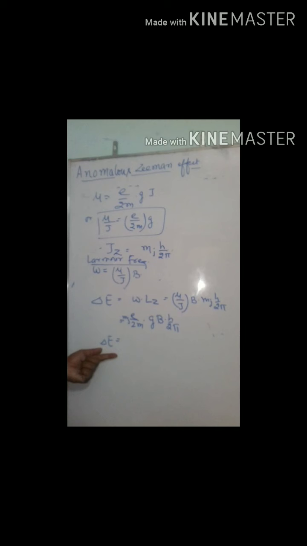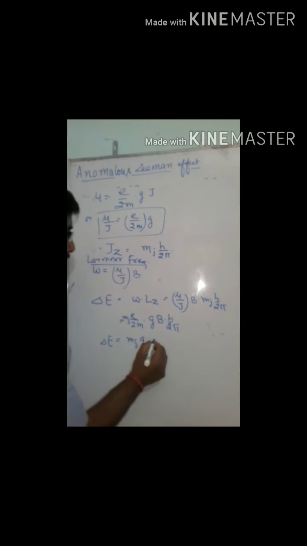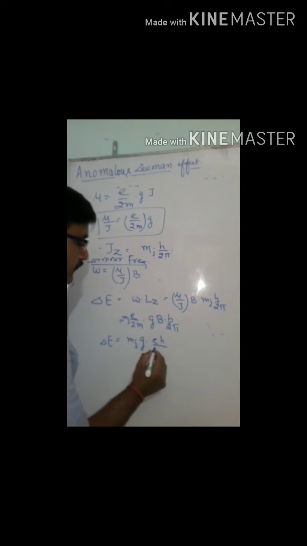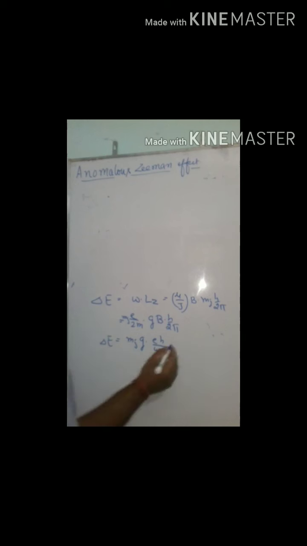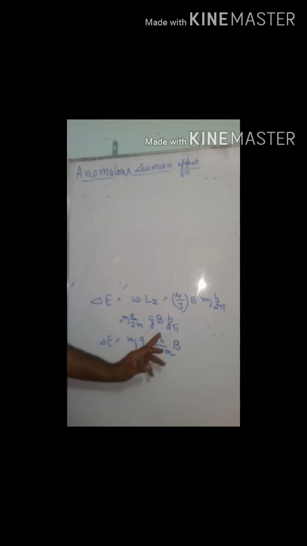Delta E comes out to be, if I write it separately, equal to mj into g into eh upon 4 pi m. So delta E is equal to mj into g into eh upon 4 pi m. This is the change in energy due to the presence of the magnetic field. The magnetic field B is also a term, so it is mj into g into eh upon 4 pi m into B.